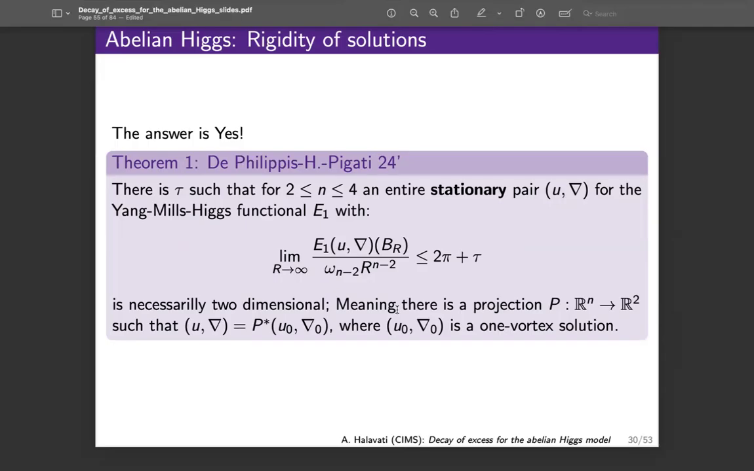In dimensions up to 4, for an entire stationary pair with energy close to the multiplicity 1 regime. So you should think of this as the Allard regime. So in the large scale, your energy is very close to just putting a one vortex solution constant in tangential directions, right? So if your energy is very close to the multiplicity 1 regime, then you're necessarily two-dimensional. So if your energy is close to being flat, then you are flat, right? And this 2 pi is the energy of a one vortex solution, okay?